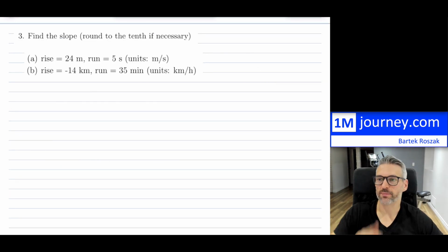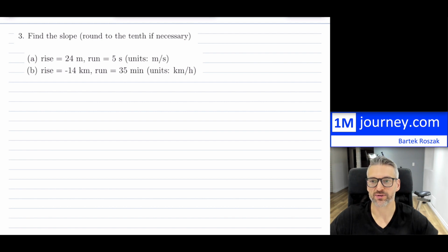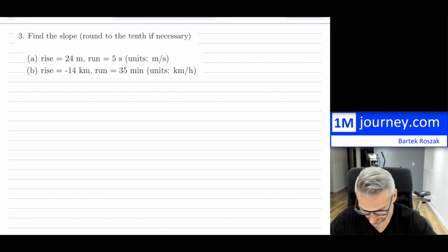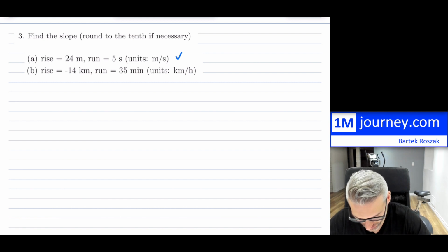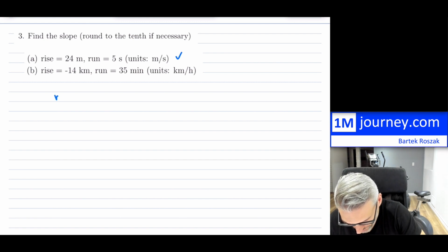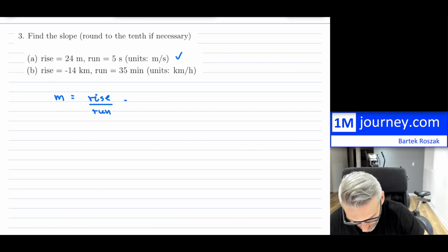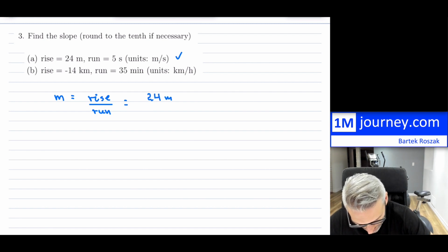All right, so question number 3. Find the slope. Now it says round to the 10th if necessary. All right, so we'll try to do that. Well, this one's going to be much simpler. So in terms of your slope, recall this is going to be your rise over your run. If your rise is 24 meters, your run, it's telling us, is 5 seconds. All right, so this is what we have in here.